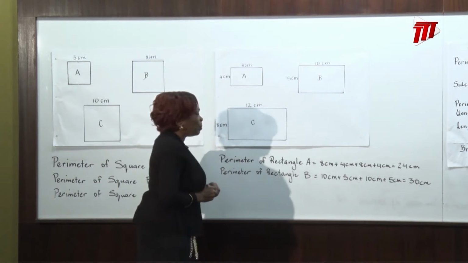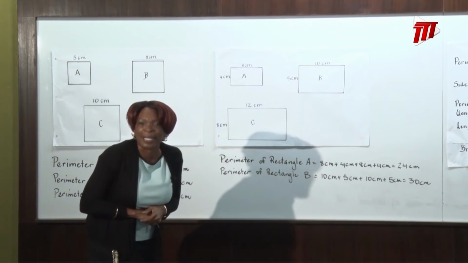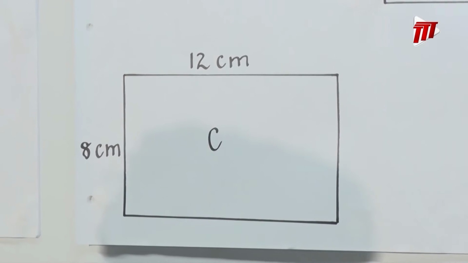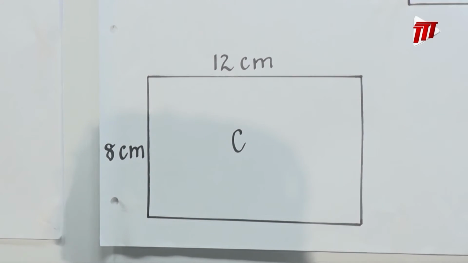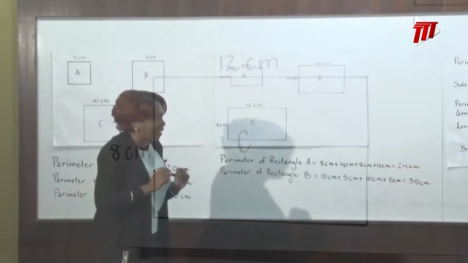What about the perimeter of C? I think you have the answer already, you know. So I am just writing this as a formality. I know you have the answer already. Let me write.